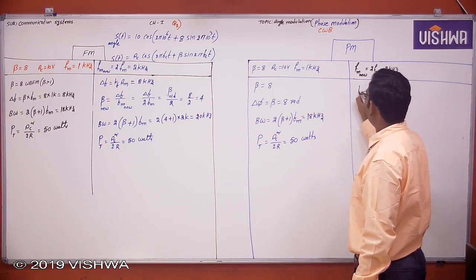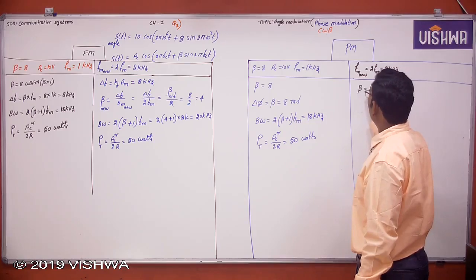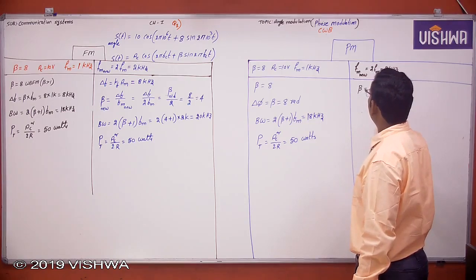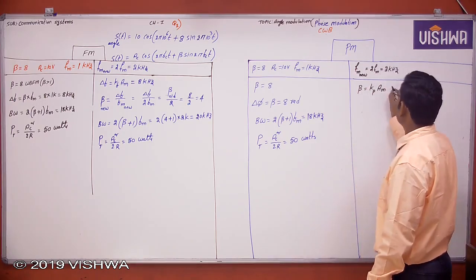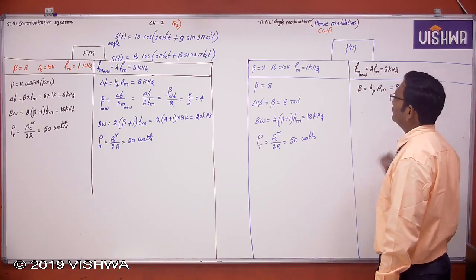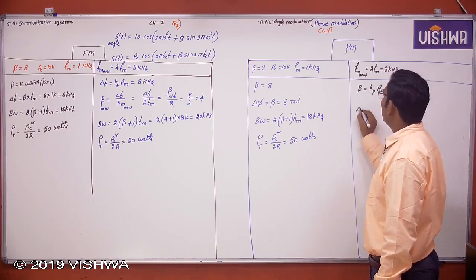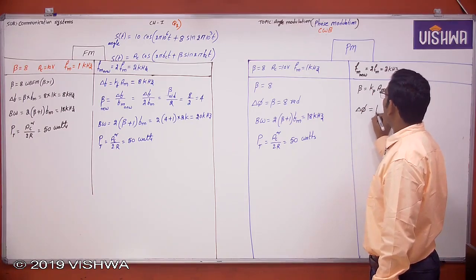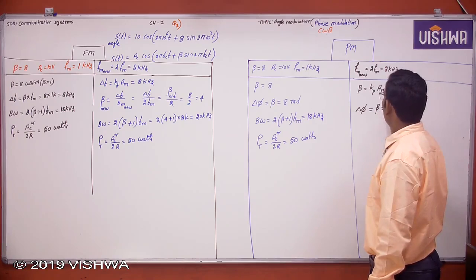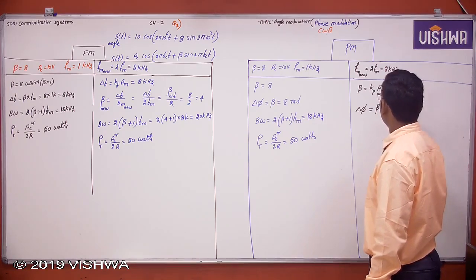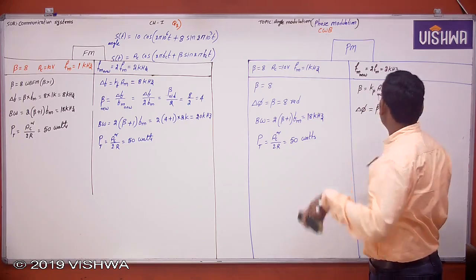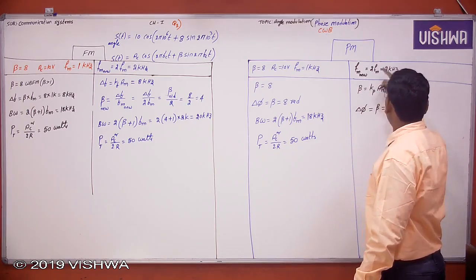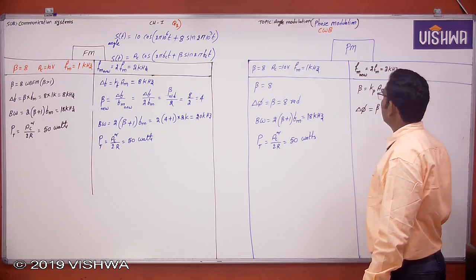Now the modulation index beta is equal to Kp into Am. So it is independent of the message signal frequency, so it remains the same. And the phase deviation and modulation index are both the same, equal to 8 radians, because modulation index and phase deviation are independent of the message signal frequency.